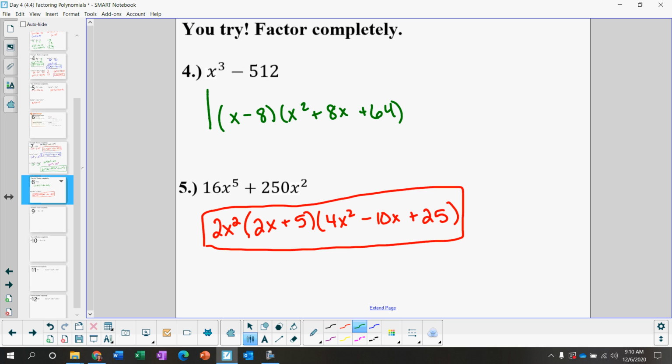All right, so check your answers there. In 4, it was x being cubed and 8 being cubed. For 5, we had a GCF of 2x squared, so then I was left with 8x cubed, which is 2x being cubed, and 125, which is 5 being cubed.